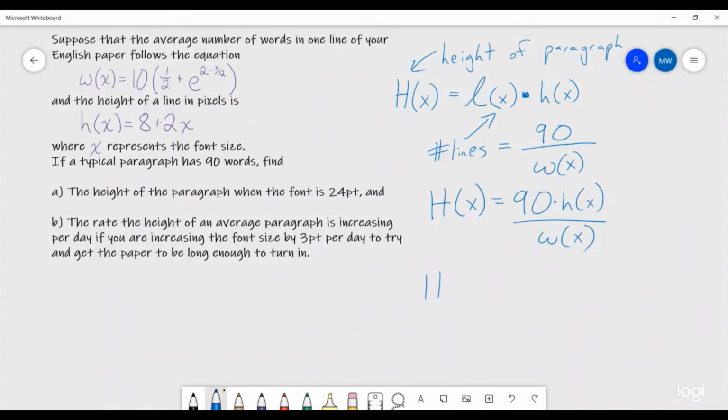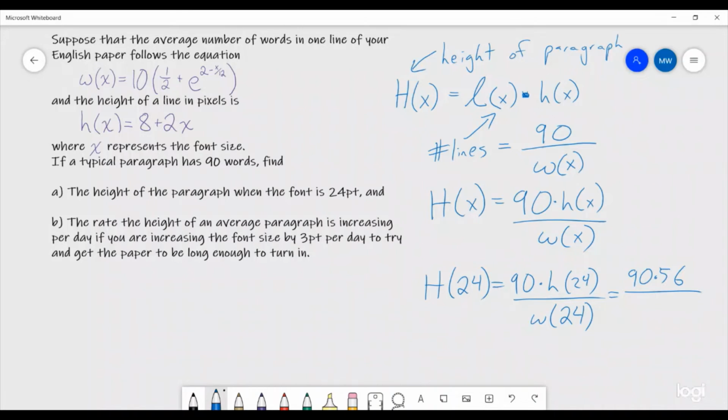So h of 24, well, that's going to be 90 times little h of 24 divided by the width, or the number of words when there are 24 point font. Well, height of 24, we can come over here and say, well, height of 24, that's going to be 8 plus 2 times 24, that's 8 plus 48, so that's 56. This is 90 times 56 divided by the number of words when there are 24 point font.